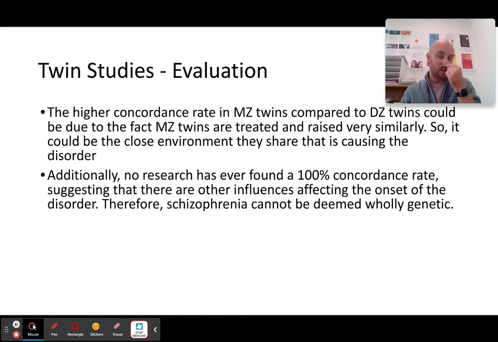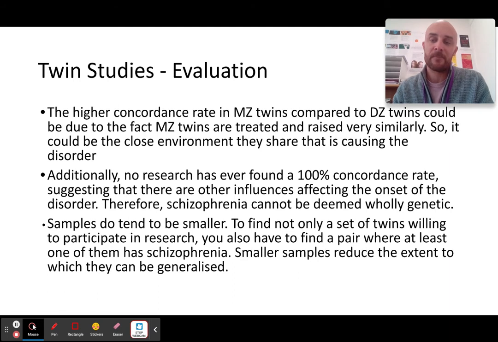And that actually results, by the way, in lowered explanatory power. And that's a really important term to write down. It results in lowered explanatory power because the genetic explanation therefore can't fully explain all of schizophrenia. The other problem as well is you don't really see twins that often. Twins are relatively rare in many ways. So the samples do tend to be smaller. And that's quite important because not only do you have to find twins, which are already difficult, you have to find twins that are willing to engage in research, and you have to find twins who are willing to engage in research where one or both of them have schizophrenia. So the samples you get are very, very small.